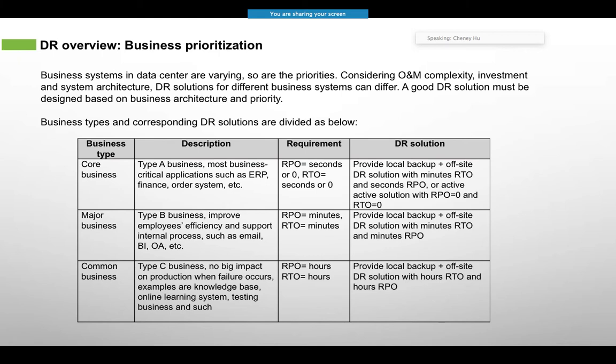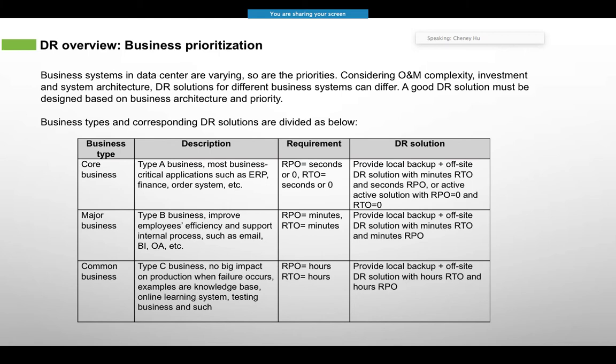The second type of business, we call it major business, also called type B business. This type of business is usually focused on improving employees' efficiency and supporting internal processes, such as email, business intelligence, and office automation. For this type of business, the RPO and RTO range is usually within minutes. They can tolerate minutes of data loss and minutes of downtime. But any longer RPO and RTO would not be tolerated.